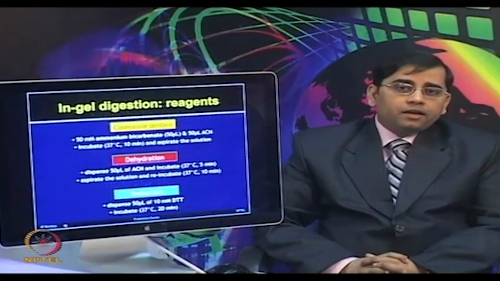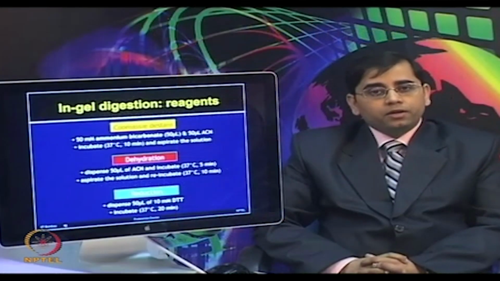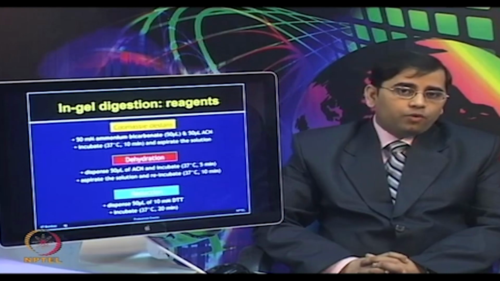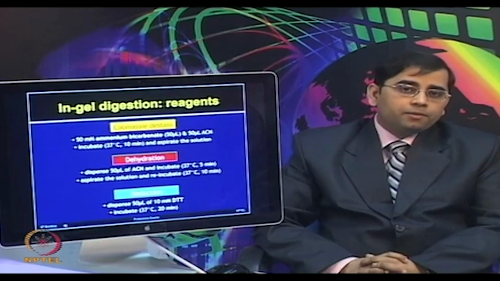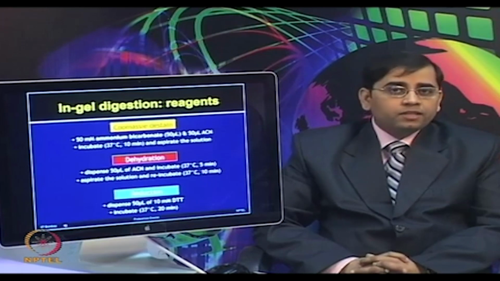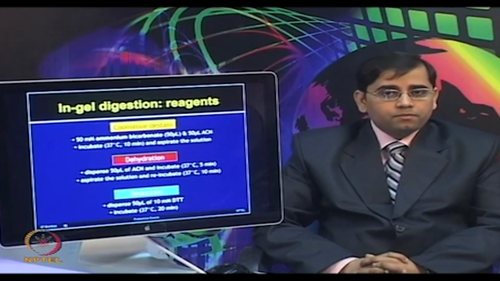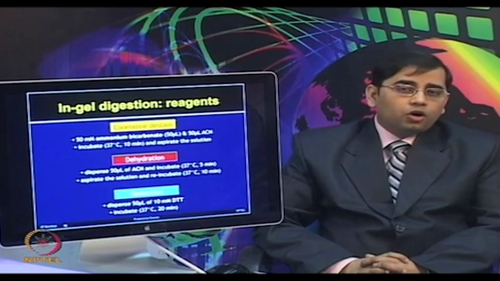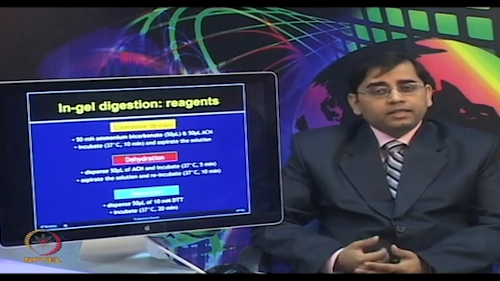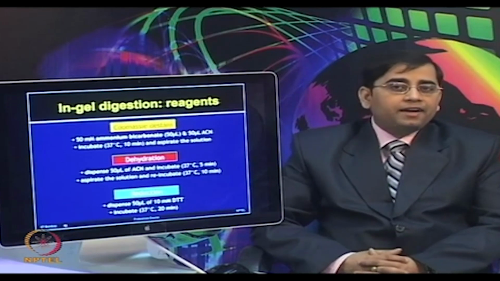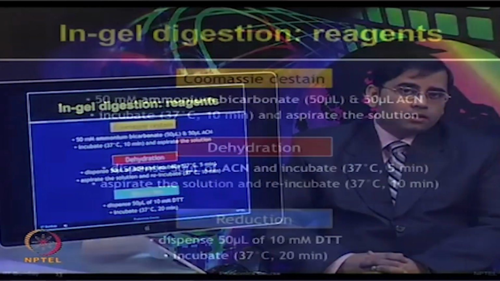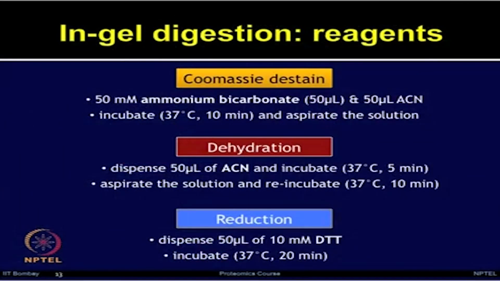Acetonitrile reduces the hydrophobic interaction between protein and the stain, while the ionic solution decreases the ionic interaction between the negatively charged Coomassie brilliant blue dye and the positively charged protein. Once the de-staining step is performed, then we need to dehydrate the gel pieces, which can be done by the addition of acetonitrile. After this incubation is done, then you are ready for the reduction step.